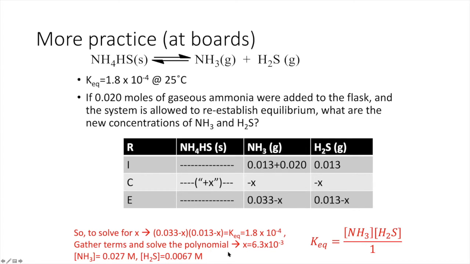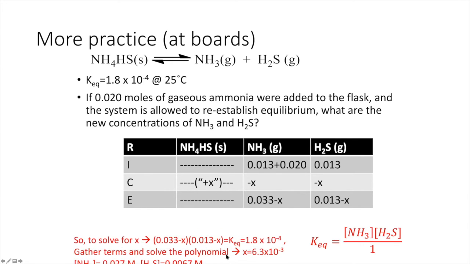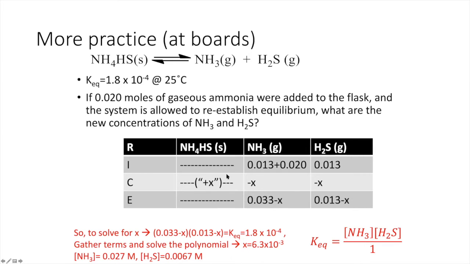In this case, you don't even really have to plug it into your calculator's numeric solve function because it doesn't really involve higher order values of X. But when you do that, you get a value of 6.3 times 10 to the minus 3 for X. And then you subtract that from 0.033 to get the final concentration of ammonia, and you subtract it from 0.013 to get the final concentration of H2S. All right, so that is the example that I wanted to show you about how to deal with a solid or a pure liquid when you're doing a RICE table problem.